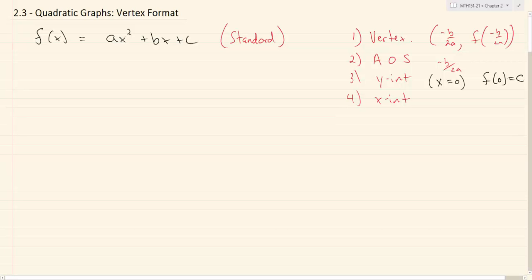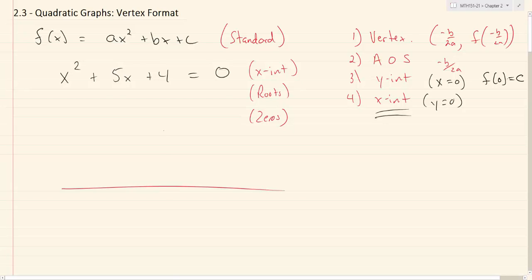And then for the x-intercept, we said you let y equal 0, which means you take the equation, you set it equal to 0, and you solve it. x squared plus 5x plus 4 equals 0. And remember, what we're looking for here are the x-intercepts, or the roots, or the zeros. On a graph, where does this function go through the x-axis? That's what we're looking for.